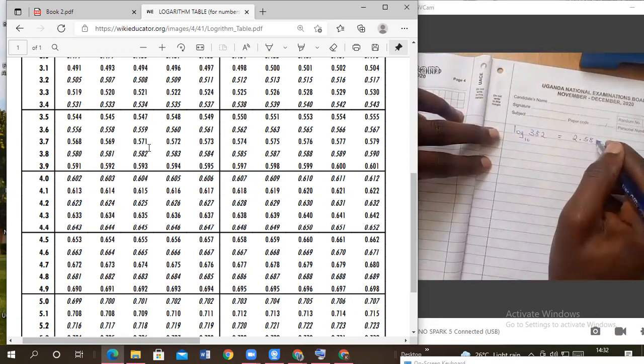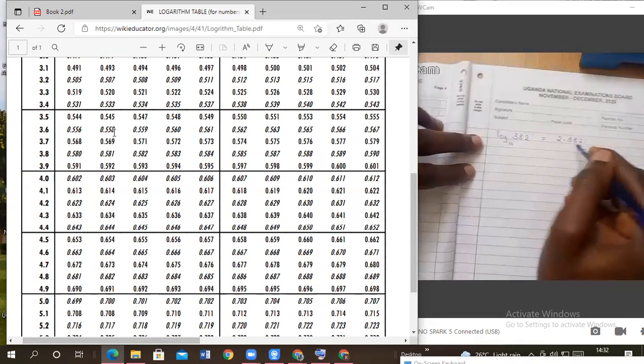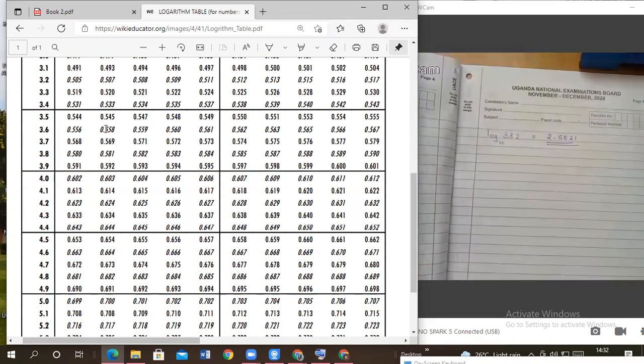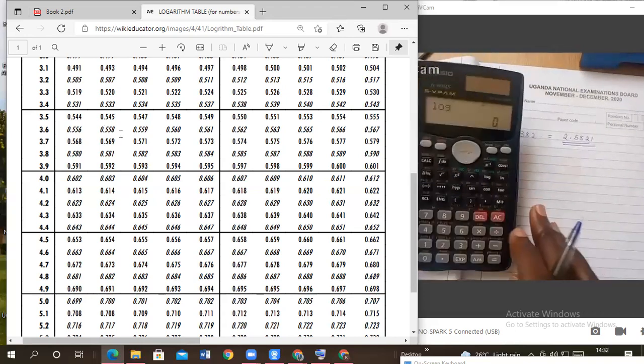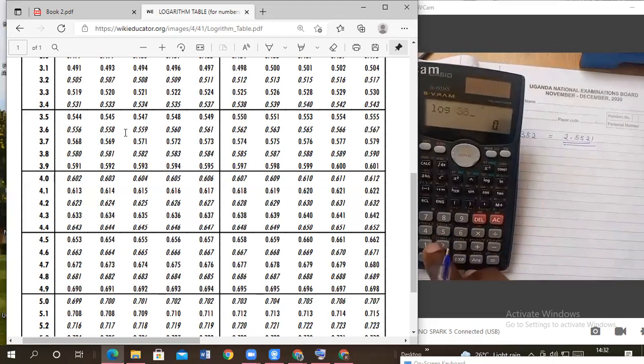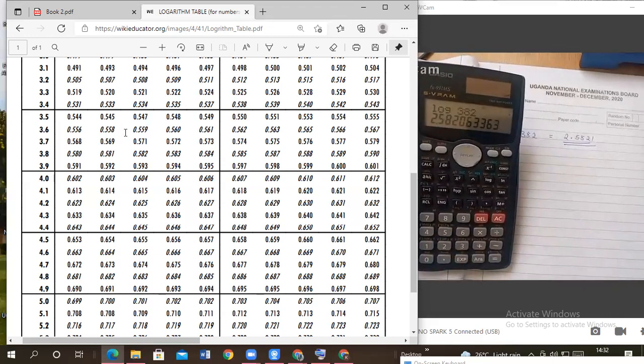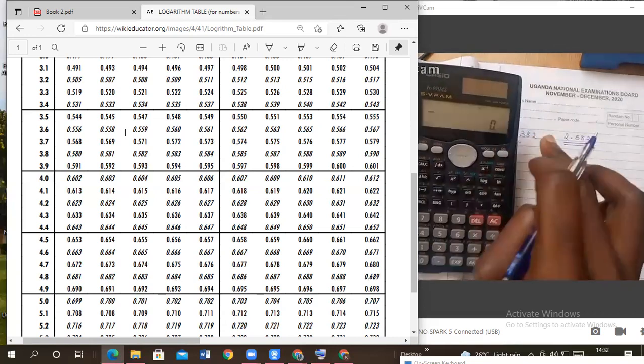2.558 to what? 2. Put it direct in your calculator. Put it as a block. Log of 382. Is it not the one, members? It's the one. Yes. Good.